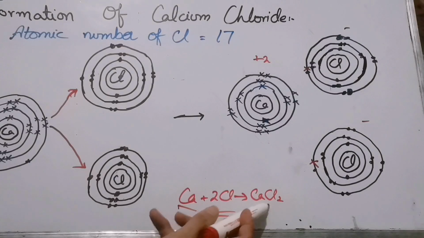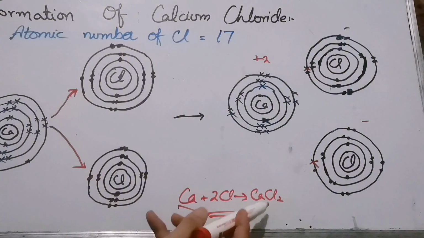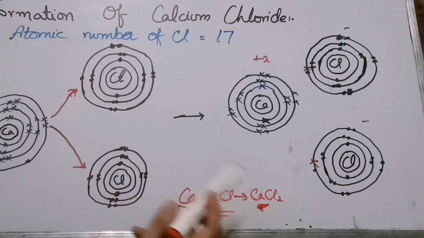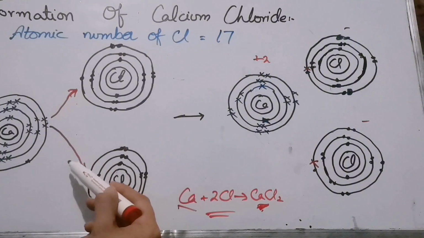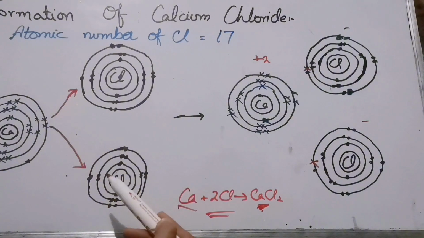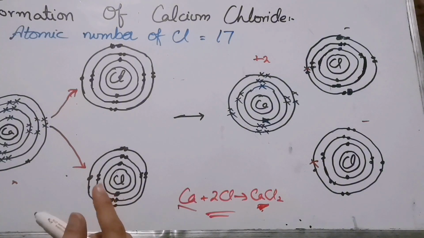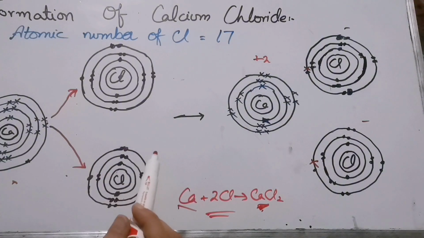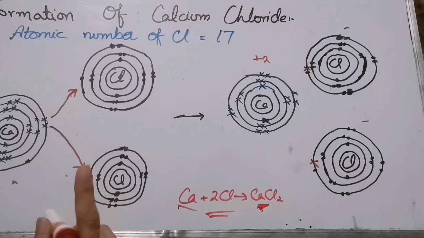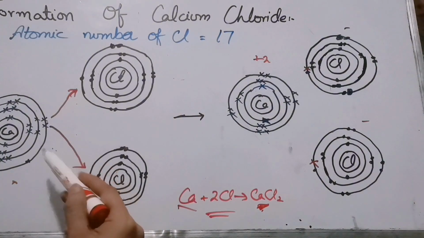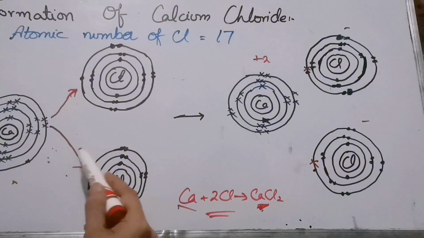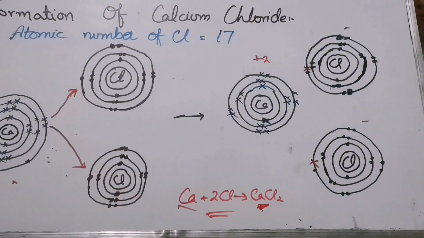The bond that is formed in this case is the ionic bond. Why an ionic bond? Because ionic bond is the bond that is formed by the complete transfer of electrons from one atom to the other. In the definition I told you it will be electron or electrons. In the case of sodium there was 1 electron that was transferred, and in case of calcium chloride there are 2 electrons that are transferred.